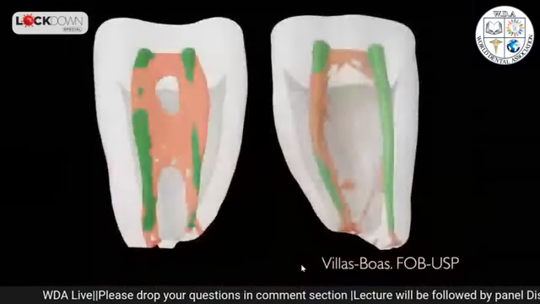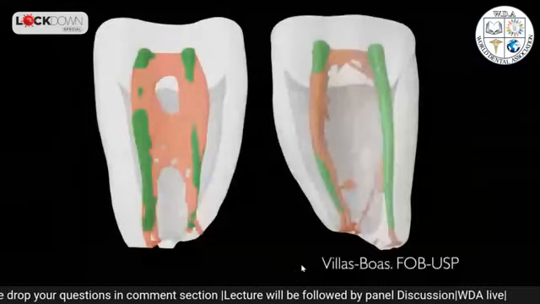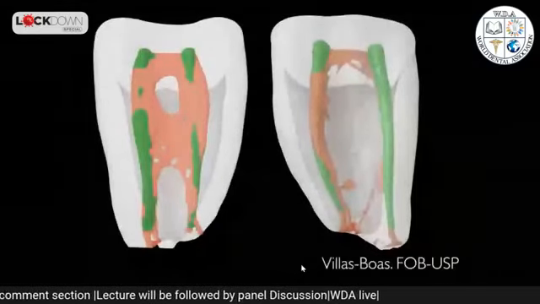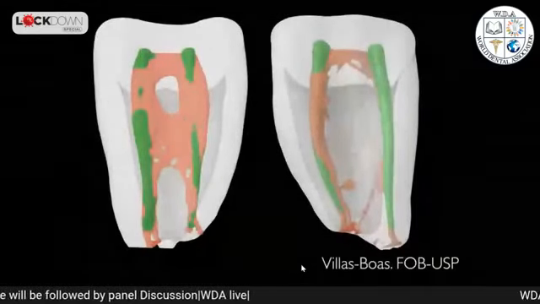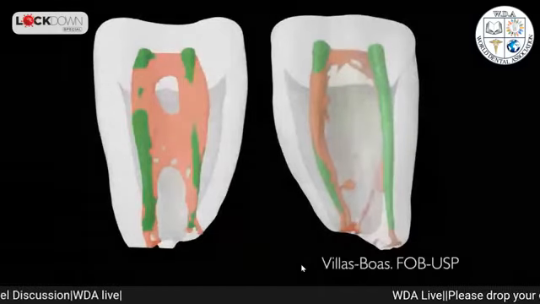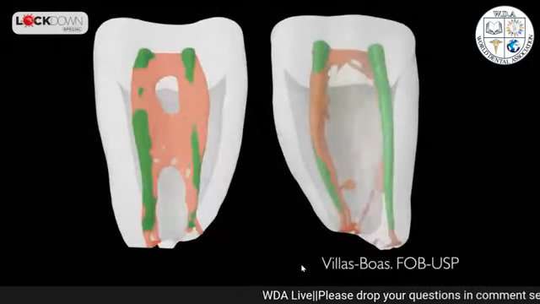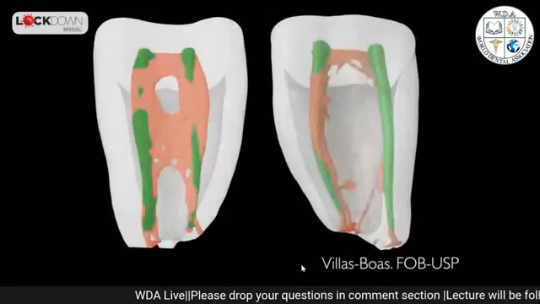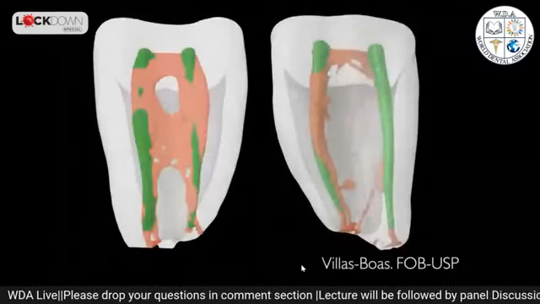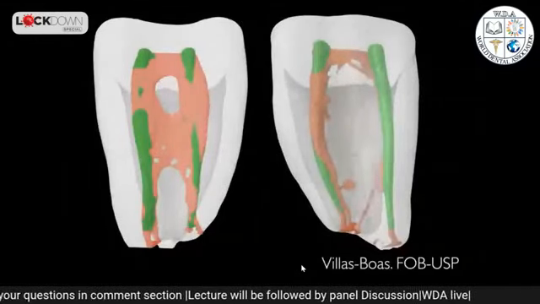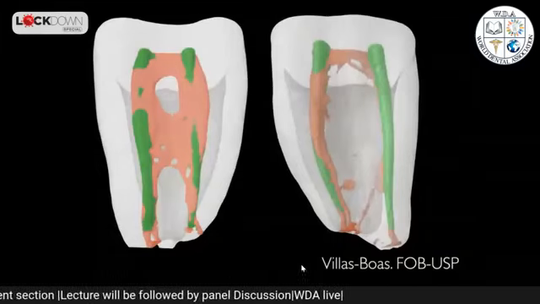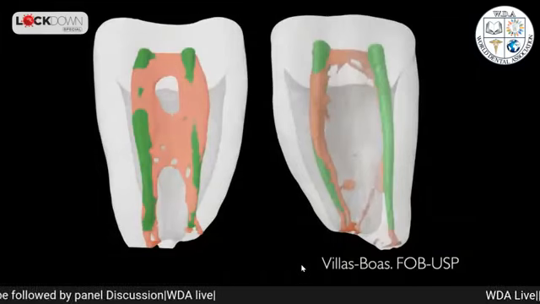As you can see, the tooth on the left is more complex than the tooth on the right side. So obviously, your irrigation process is going to be compromised on the left side. Maybe you will need to use more activation, more time, or probably a calcium hydroxide medication to try to clean as much as possible this root canal system compared to the tooth on the right side.